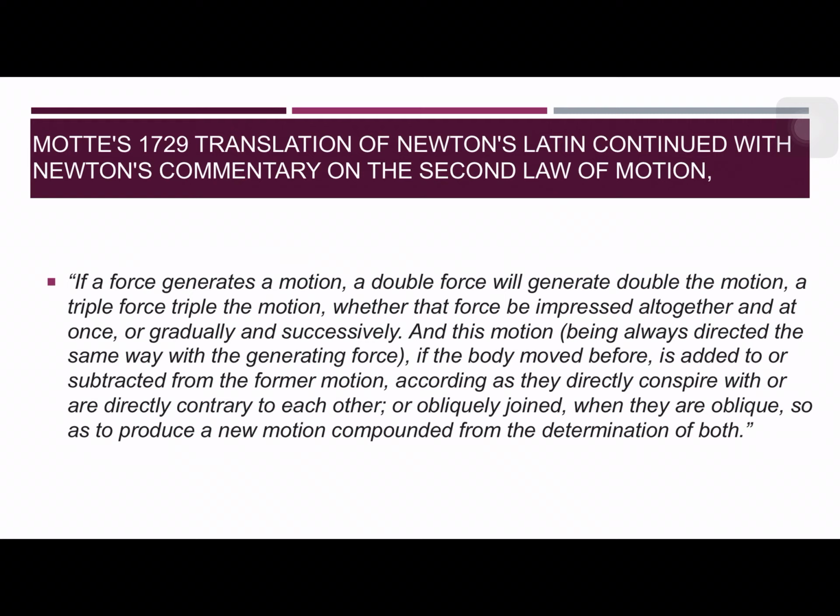So Motte's 1729 translation of Newton's Latin continued with Newton's commentary on the second law of motion. If a force generates a motion, a double force will generate a double motion, a triple force, triple the motion, whether that force be impressed all together and at once, or gradually and successively. And this motion being always directed the same way with the generating force, if the body moved before, is added to or subtracted from the former motion, according as they directly conspire with or are directly contrary to each other, or obliquely joined when they are oblique, so as to produce a new motion compounded from the determination of both.